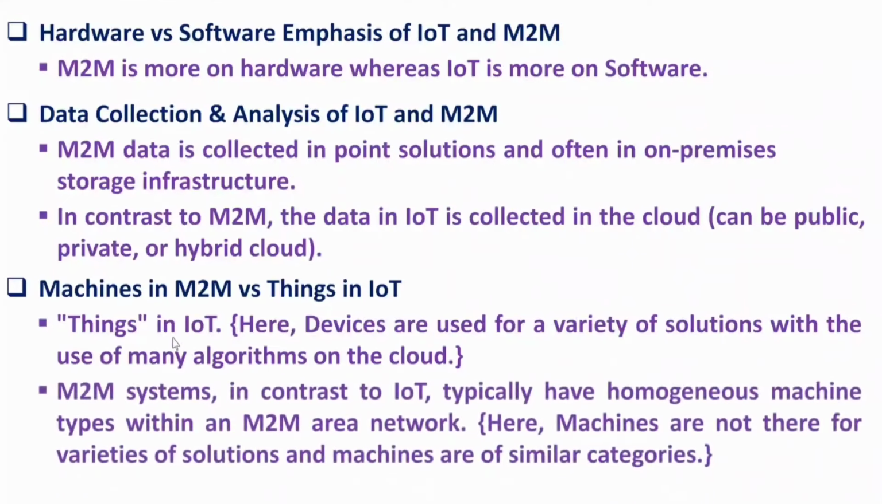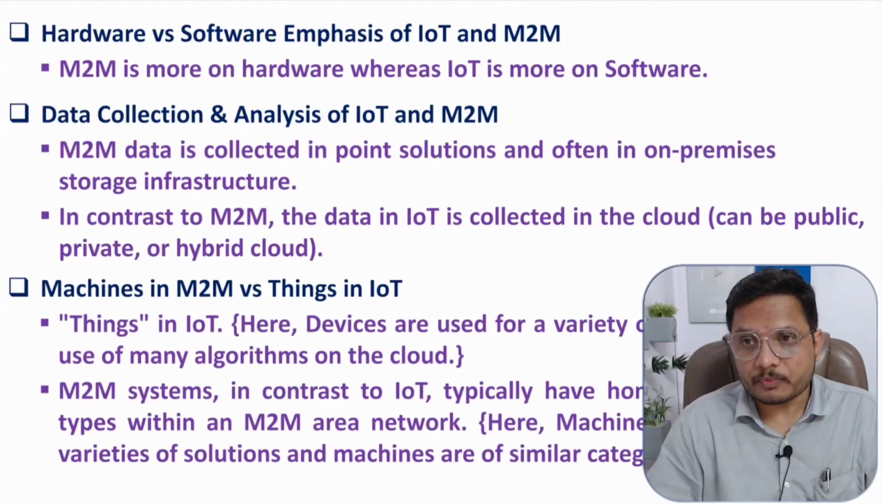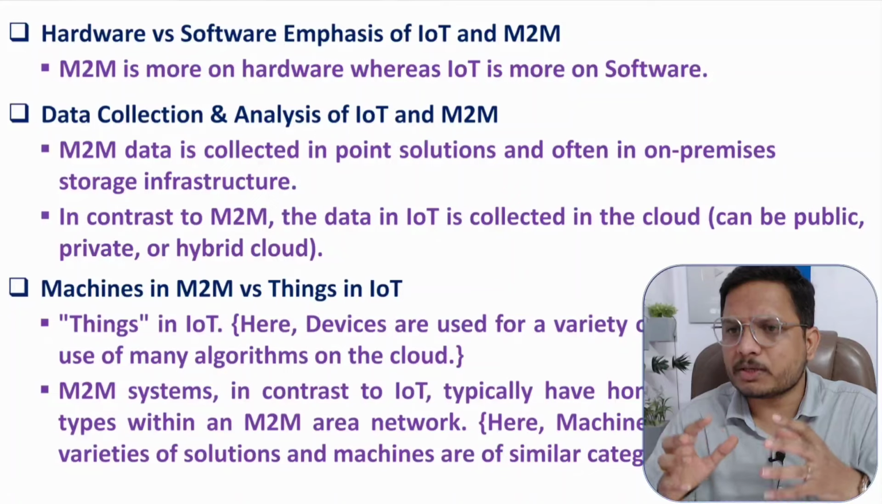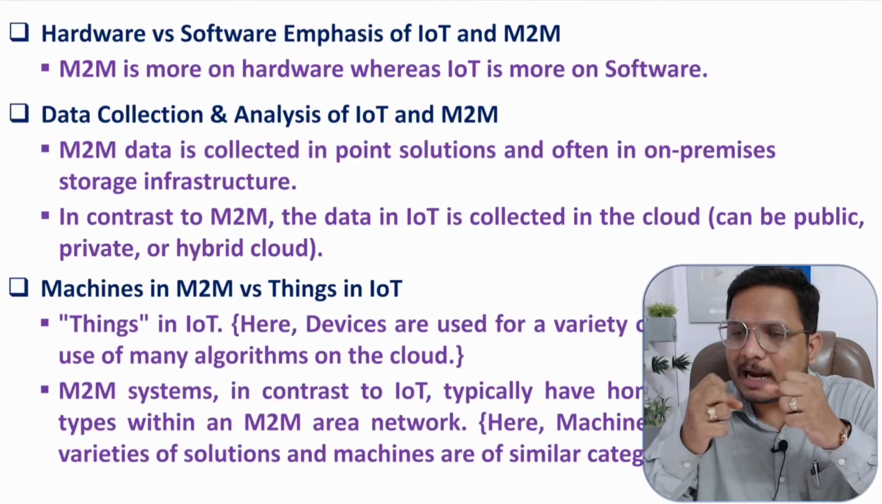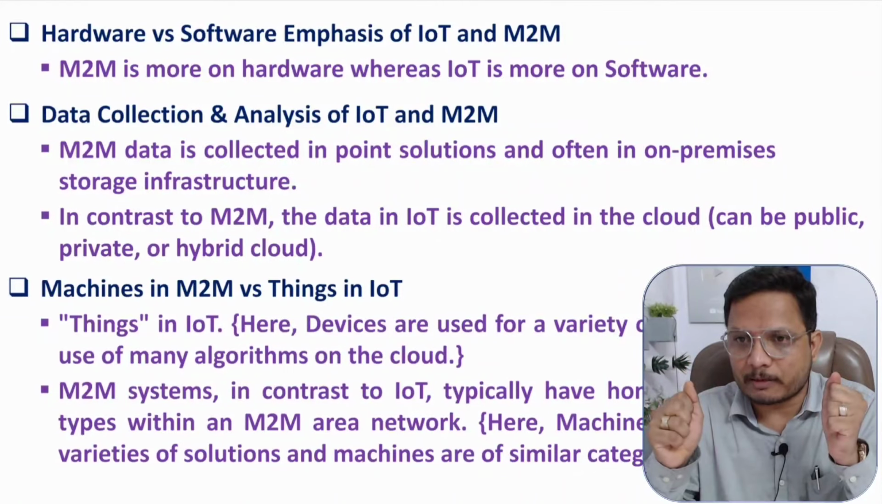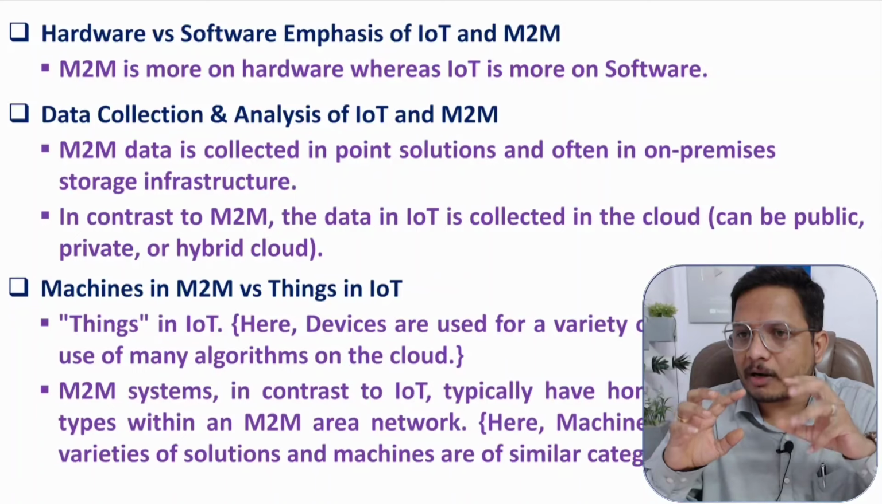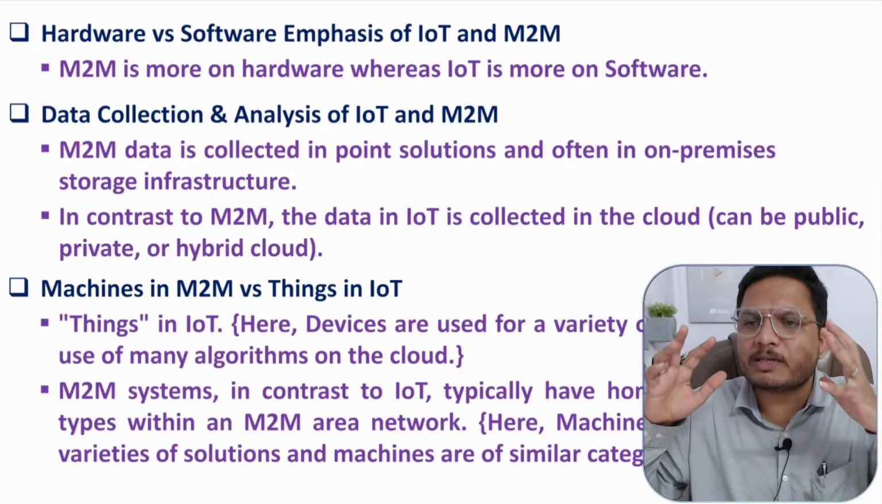While when we talk about machines in M2M, here typically we have homogeneous machine types within the M2M area network. Here machines are not there for varieties of solutions. Here machines are there for similar categories, right? So in M2M, machines will be providing solutions, but that will be a kind of point-to-point solution, right? Here we are not providing solutions based on so much data available.